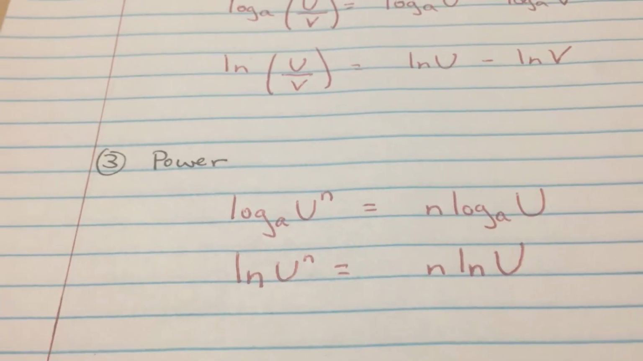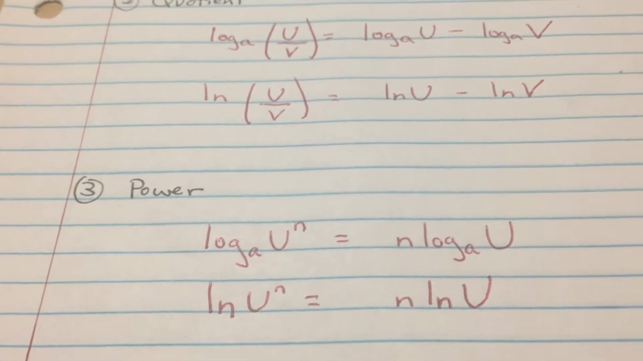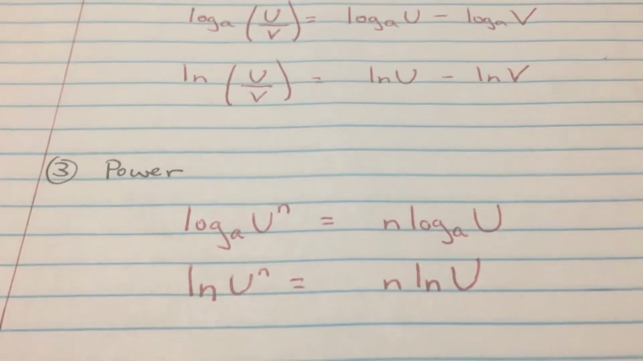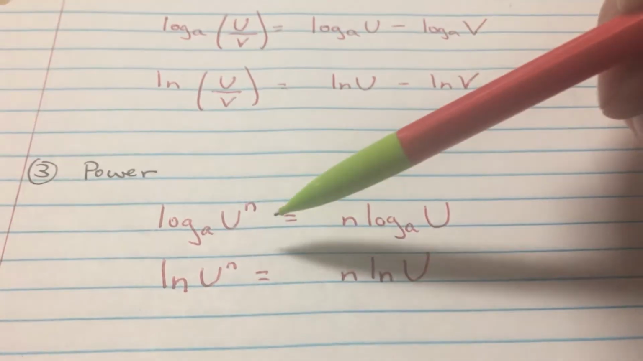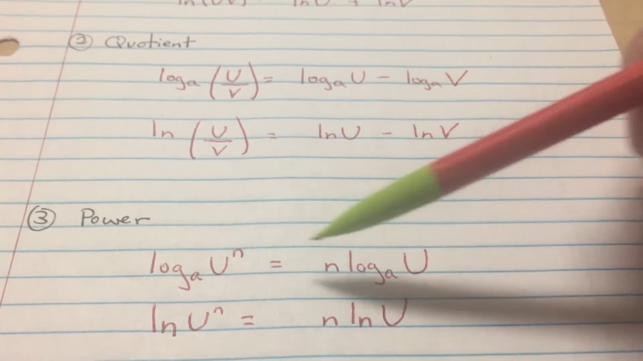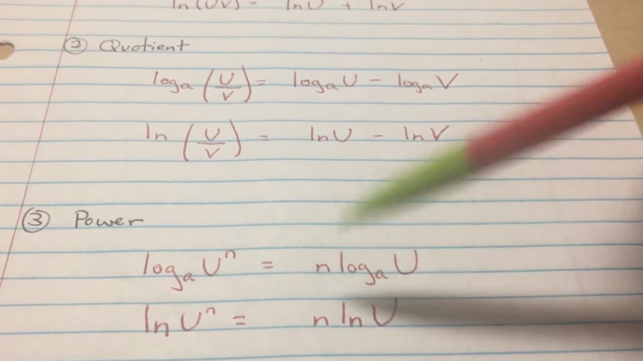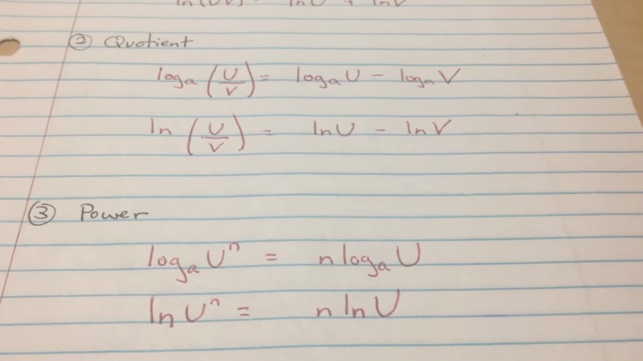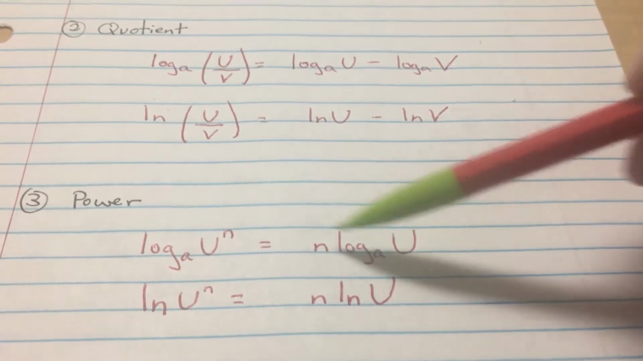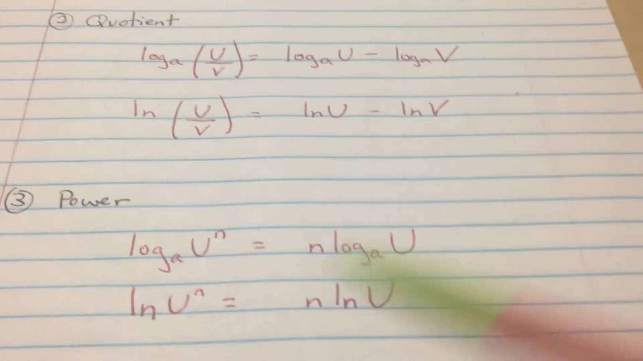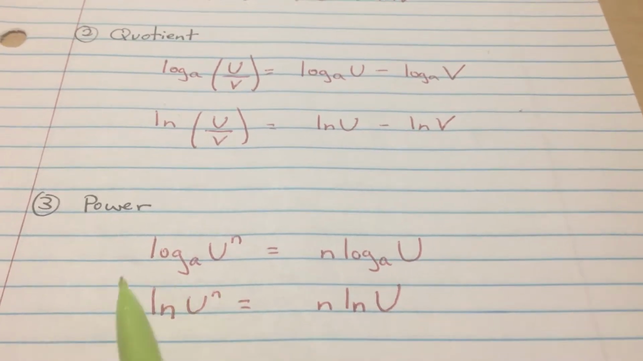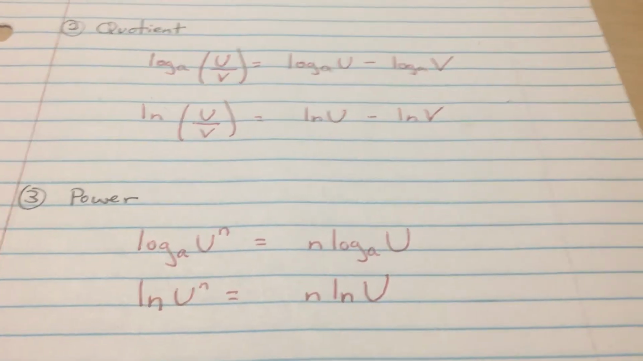And last but not least, our power property. So when we raise a power to a power, we're multiplying. So in other words, what we can do is we can take that exponent and we are going to bring it in front of our log as if it's being multiplied, right? And so since we've said logs are exponents, these are our numbers being multiplied together. Same thing for natural log of U to the N. We can bring that N right in front and use the natural log.